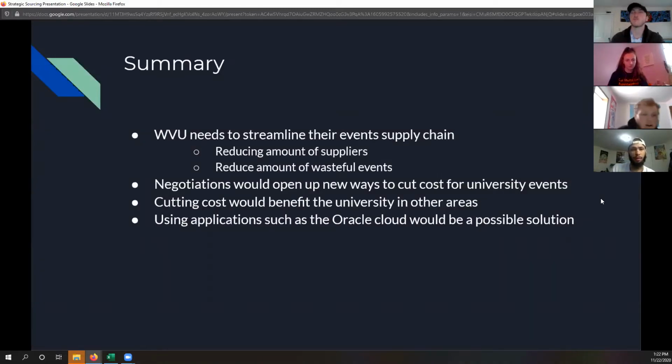So in summary, WVU needs to streamline their event supply chain. We need to reduce the number of suppliers. It's going to make everything run more smoothly, and it's going to reduce costs.